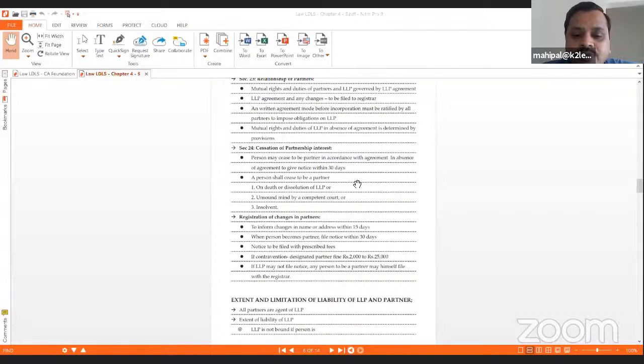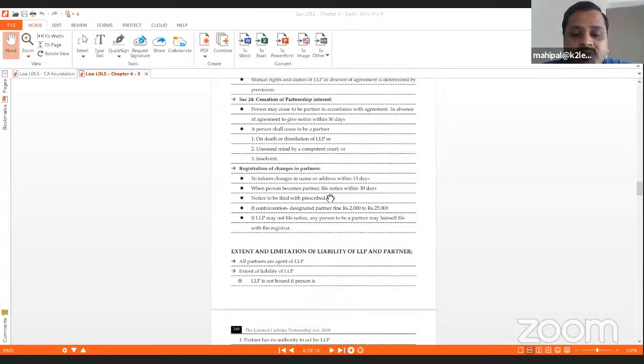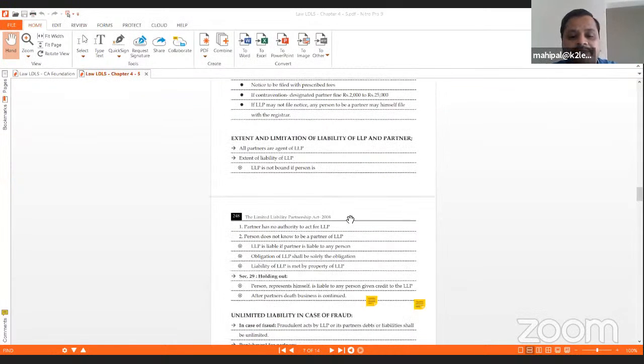Registration of changes in partnership. To inform a change in the name or the address, within 15 days. When a person becomes a partner, file notice within 30 days. Notice to be filed with prescribed fees. If there is a contravention, the designated partner will be given a fine of 2,000 to 25,000. If the LLP does not file the notice, any partner may file it with the registrar.